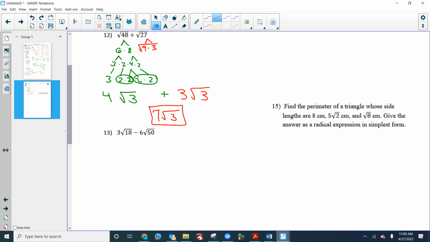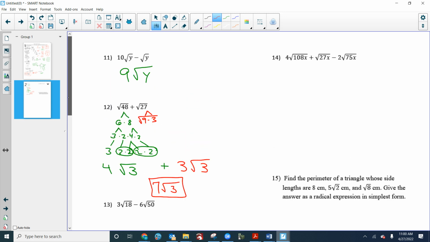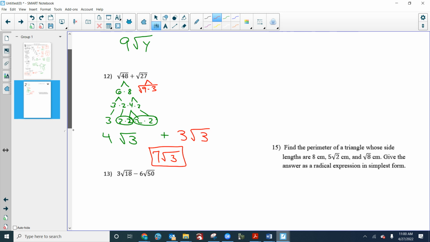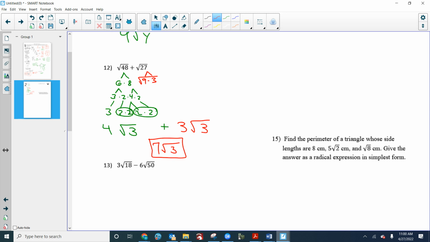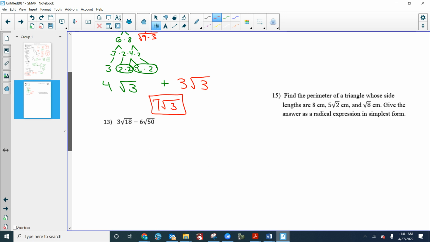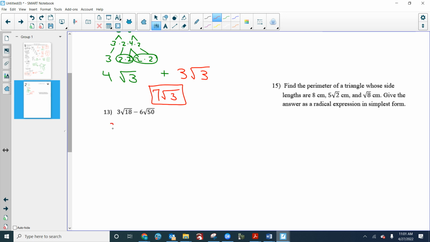All right, we got 5 minutes left. We got 1, 2, 3 left. We should do 15. Go ahead and reduce that one on your own. Focus on your paper. I'll do it up here on the board. Don't peek. Don't peek.